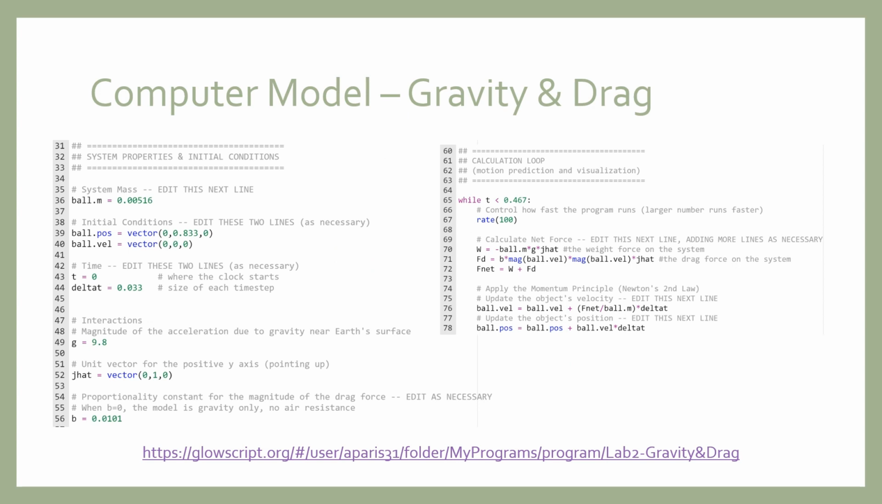The code on the left is the same concept as the previous computational model. However, this time the code incorporates both gravitational force and drag force into the net force. These two forces have opposite signs and therefore are opposite to each other.